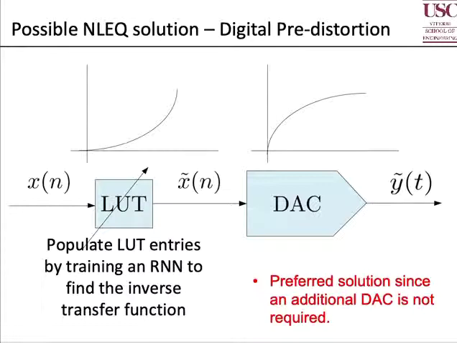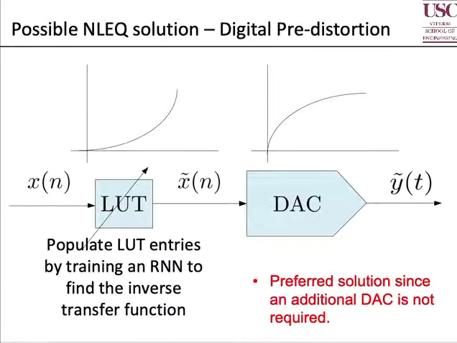Well, there's something we can look at called digital pre-distortion, where basically we populate a lookup table whose entries are the inverse of the DAC transfer function. So when you cascade these two transfer functions together, you basically have an overall transfer function that's linear.